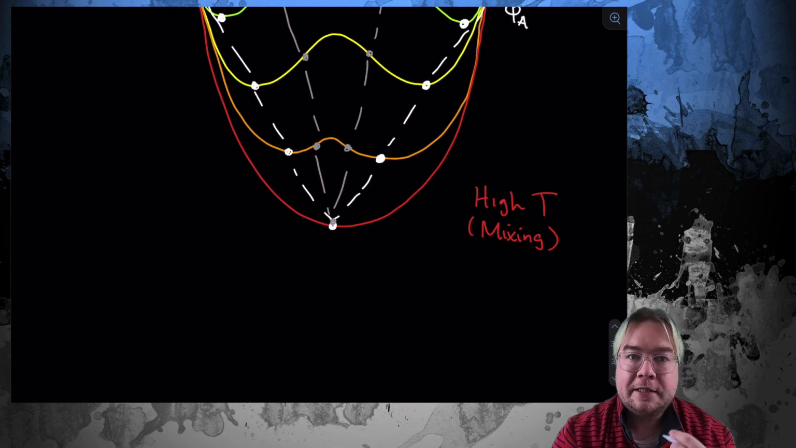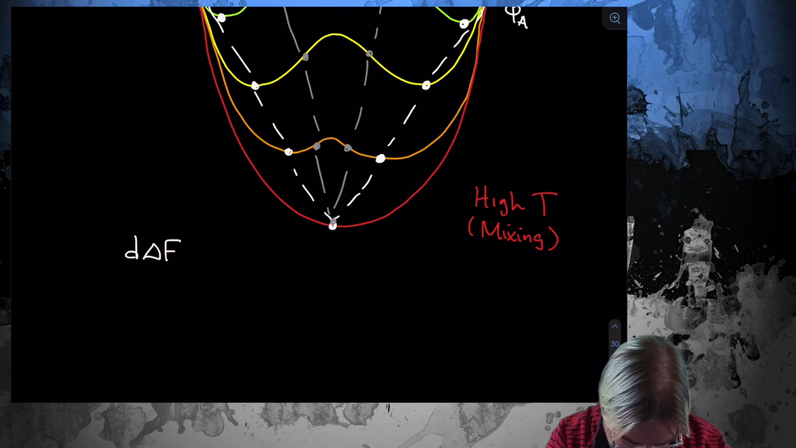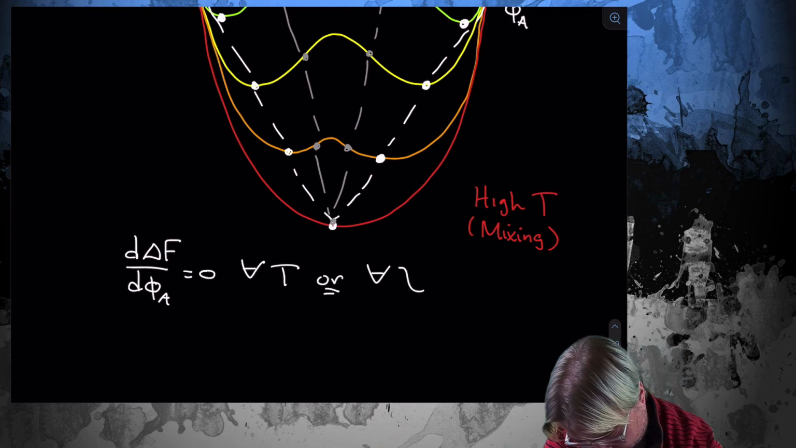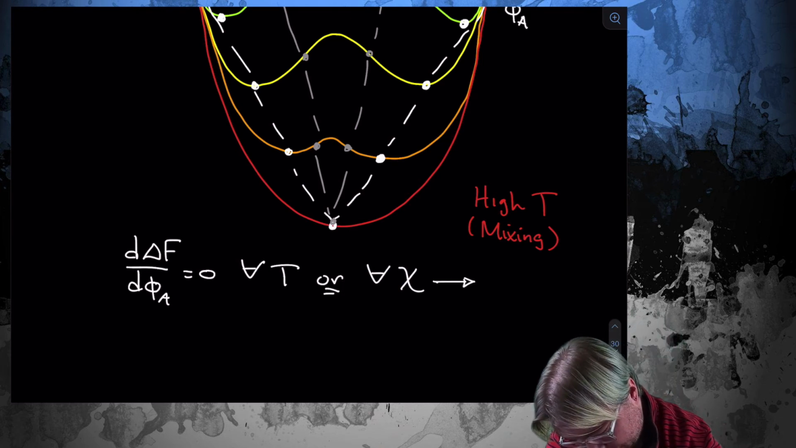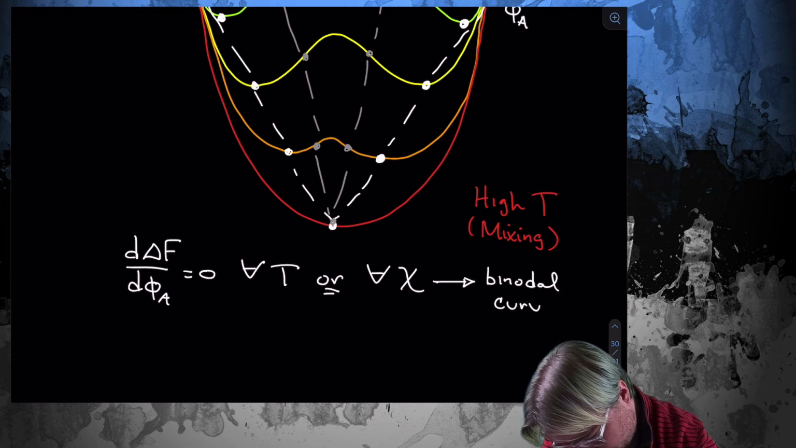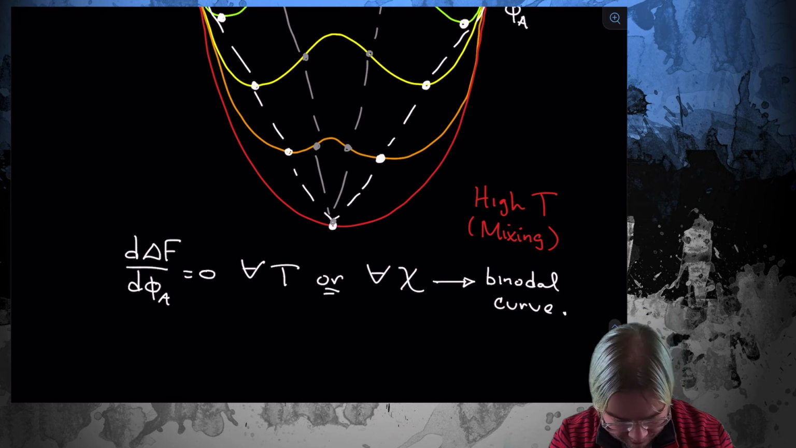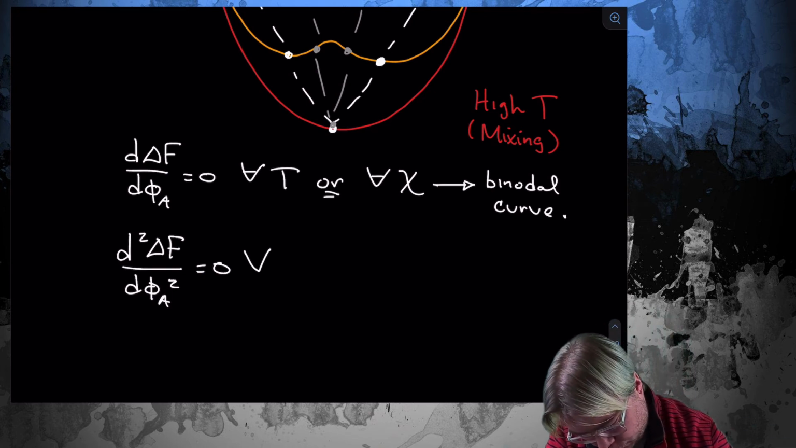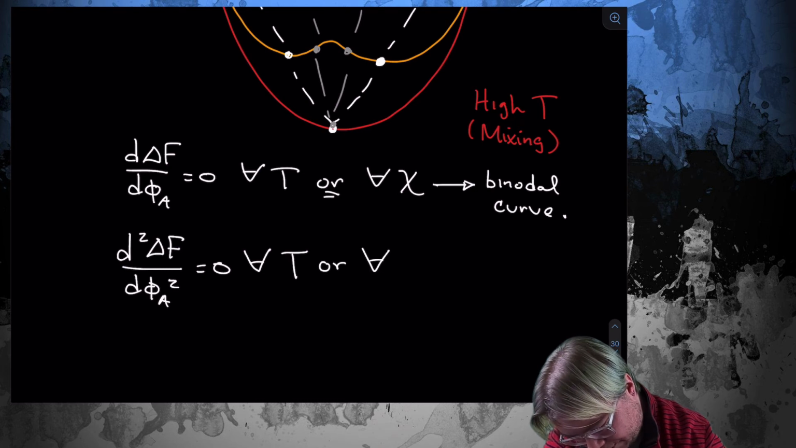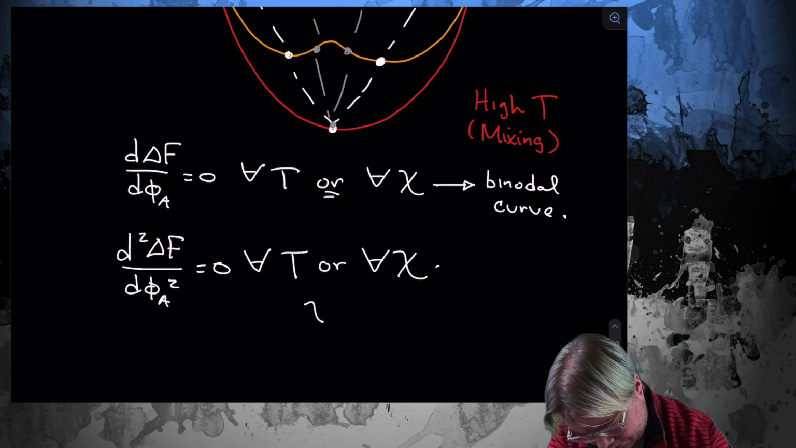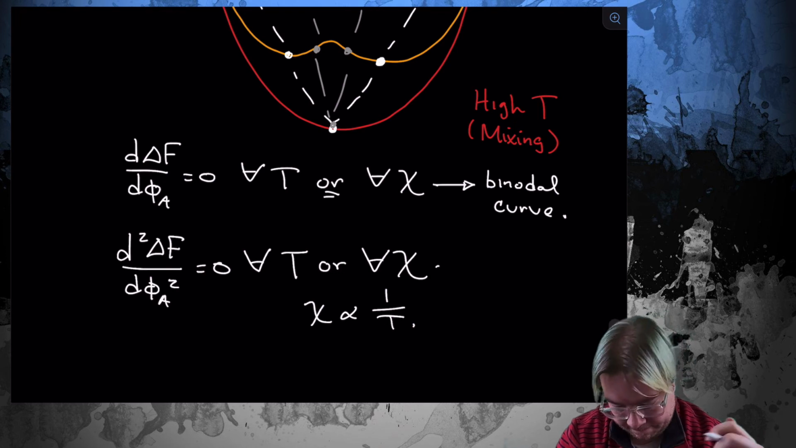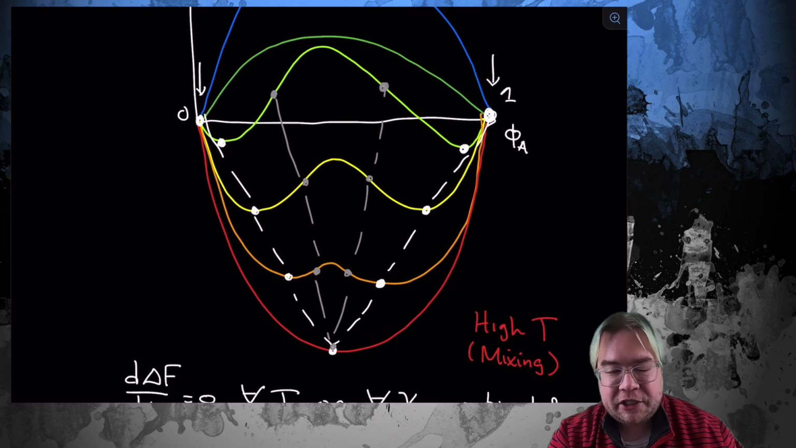So what my goal might be is that I want to track where is this true. So where is the first derivative equal to 0 for all temperatures or for all values of chi. That will give me a binodal curve, which is what I've kind of sketched out as the white dashed line. And then I could also ask myself the question, where is the second derivative of delta F mixing with respect to composition equal to 0? And how does this occur as a function of temperature? So where is this equal for all temperatures or equivalently for all values of chi? Why is that equivalent? Because remember, chi is proportional to 1 over temperature. So in this case, high temperature means low chi. Okay. So let's do that first.